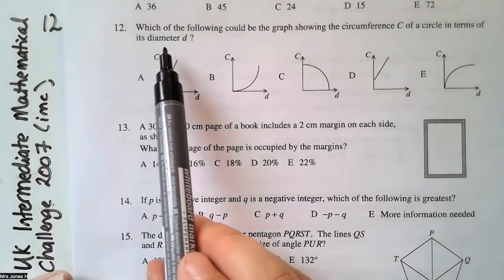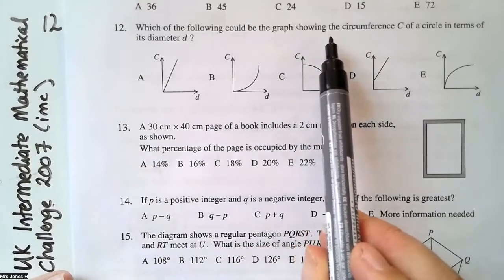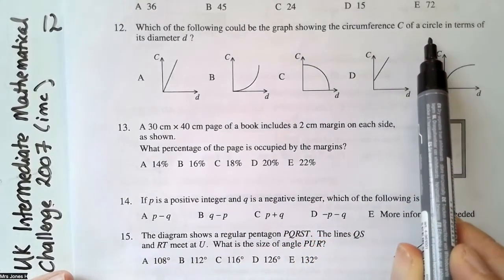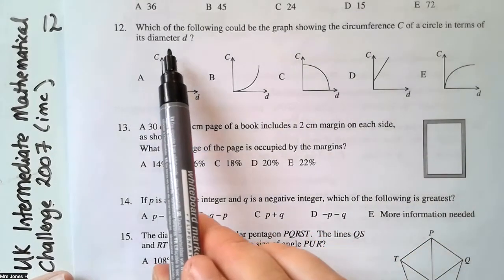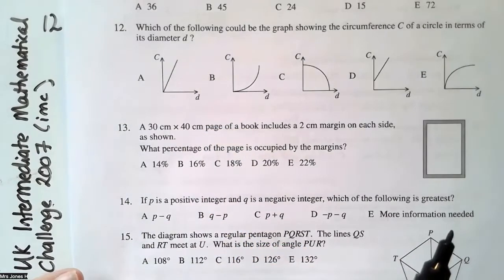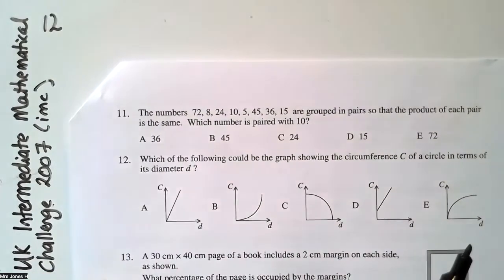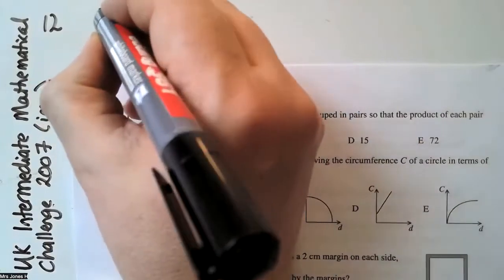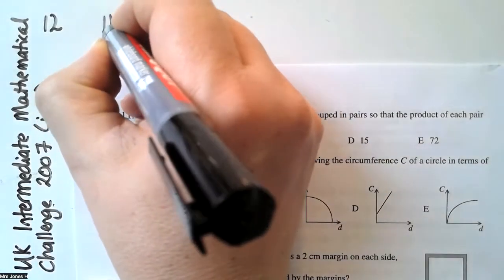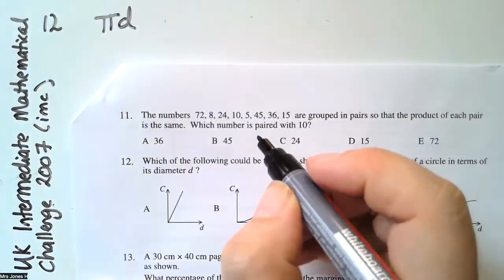Question 12. Which of the following could be the graph showing the circumference C of a circle in terms of its diameter D? So I'll leave those at the bottom. We know the circumference of a circle is pi d.